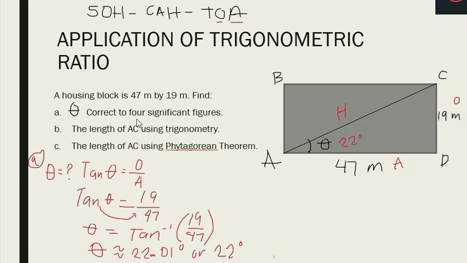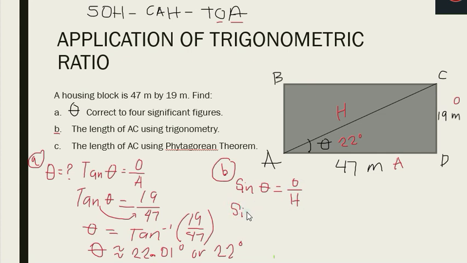Now, the next step is to solve for letter B. It says the length of AC. We want to find AC using trigonometry. So when you want to find AC using trigonometry, remember it's H. So you have to pick from the formula SOHCAHTOA which one has H. You can either pick SOH or CAH. Okay, so we will be picking SOH. So to answer letter B, SOH is sine theta. Sine theta is equal to opposite over hypotenuse.